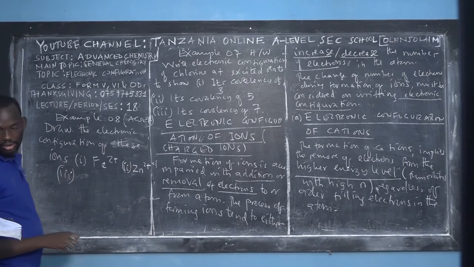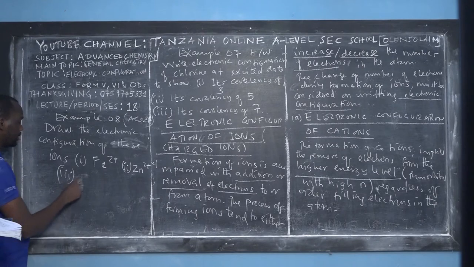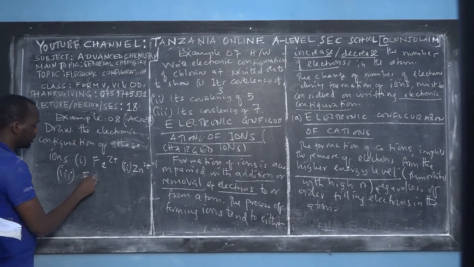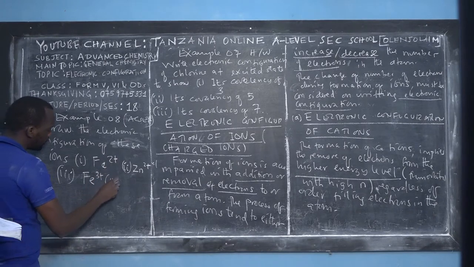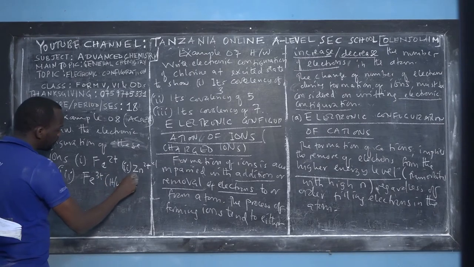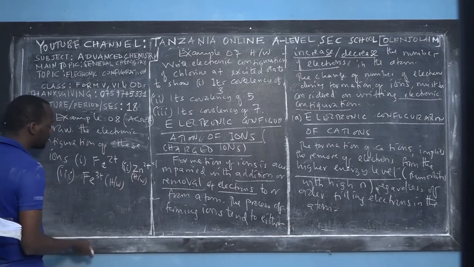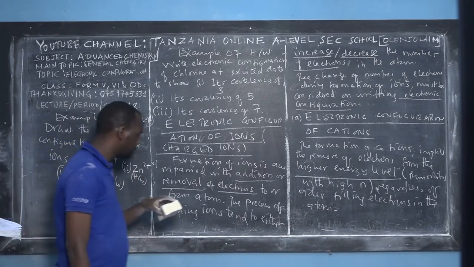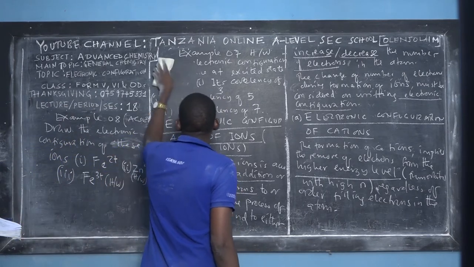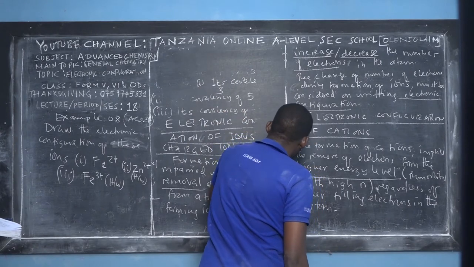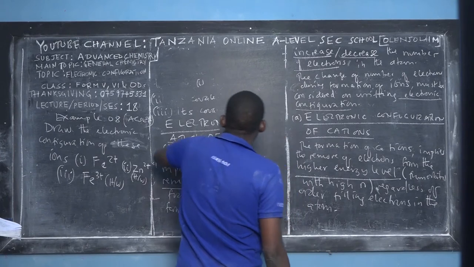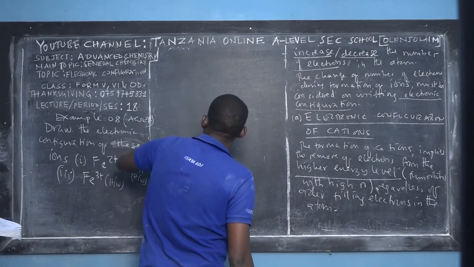The third one is Fe3+. So I will do the first and second, and the third and fourth will be your homework, because they are simple. So do the Fe2+. Or do you want me to also do Fe3+? Simple. You just add 1 more electron to be lost.